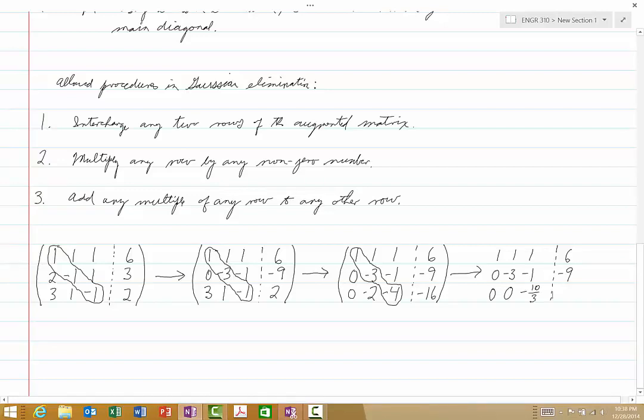And let's check that one more time. This is negative 12/3. And then when we multiply this by negative 2/3, we get a positive 2/3. So 2/3 and a negative 12/3 is indeed negative 10/3. So that looks good. And then when we multiply negative 2/3 times negative 9, we get a positive 6. And then 6 and negative 16 is negative 10.